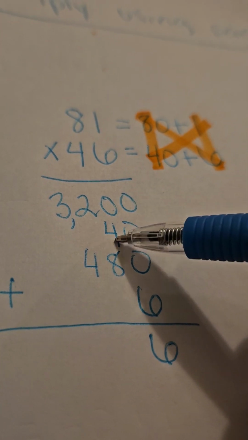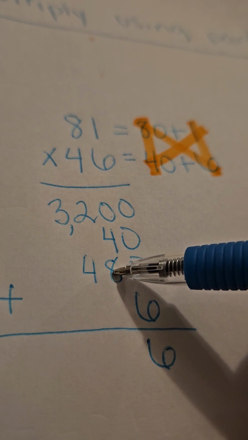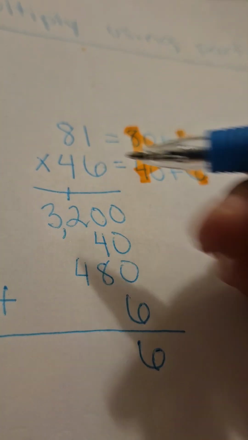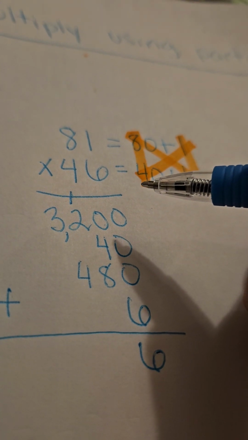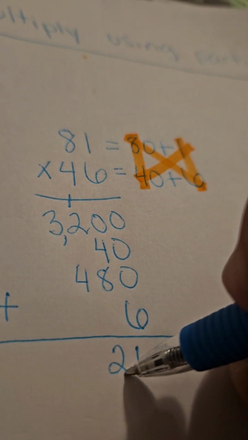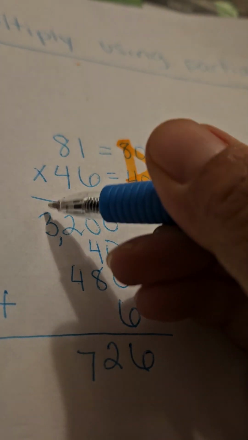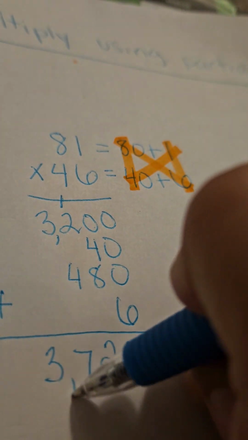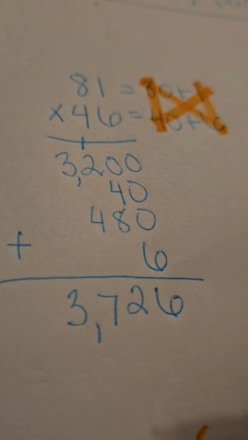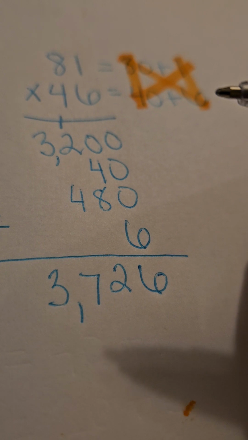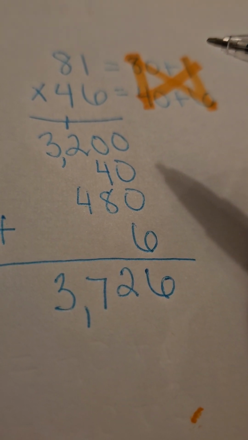And then 0 plus 4 plus 8 is 12. 12 is bigger than 9, so I have to regroup. So I have to put my 1 in my 100s place value. And then 1 plus 2 plus 4 is 7. And then 3 is just 3. So my answer is 3,726.